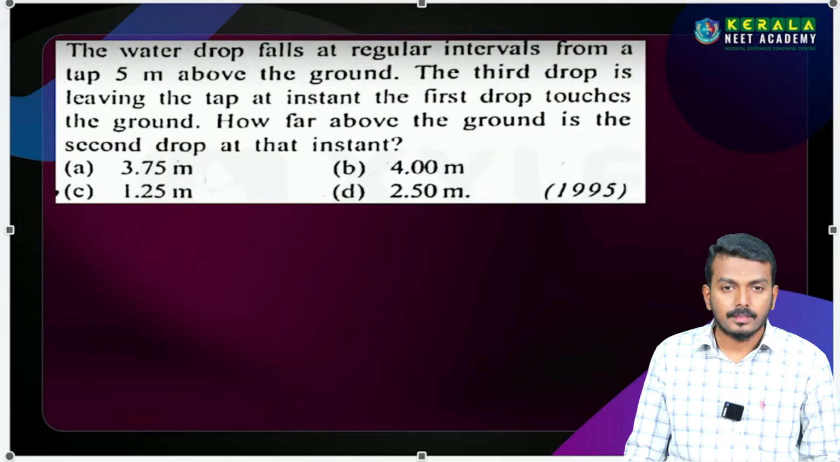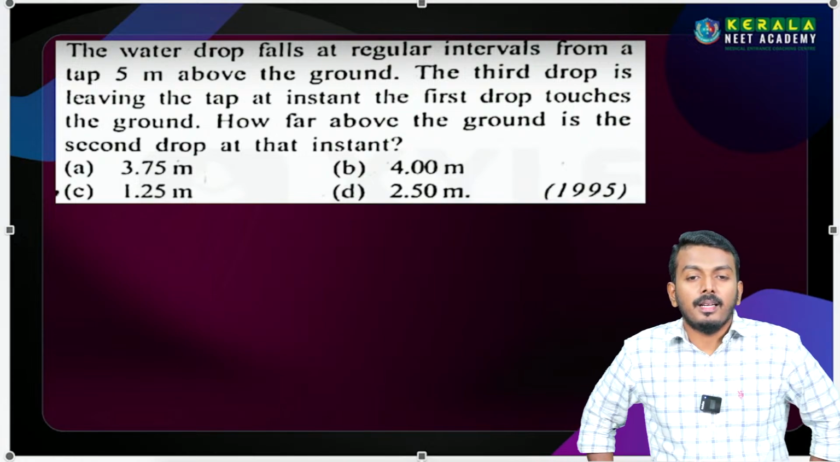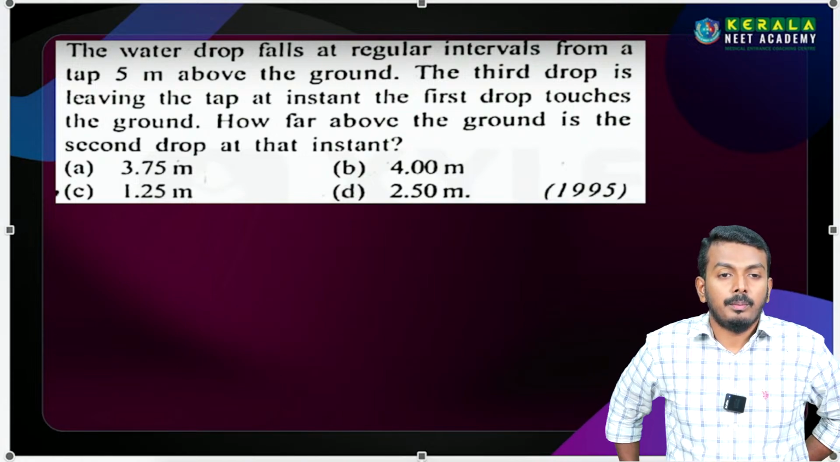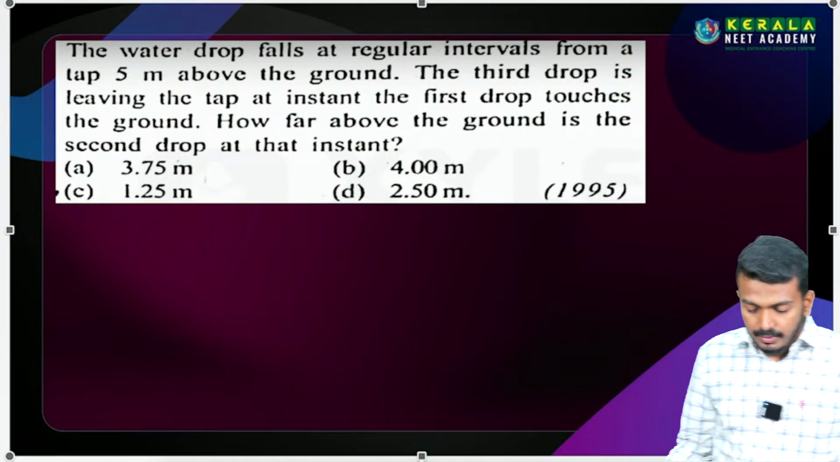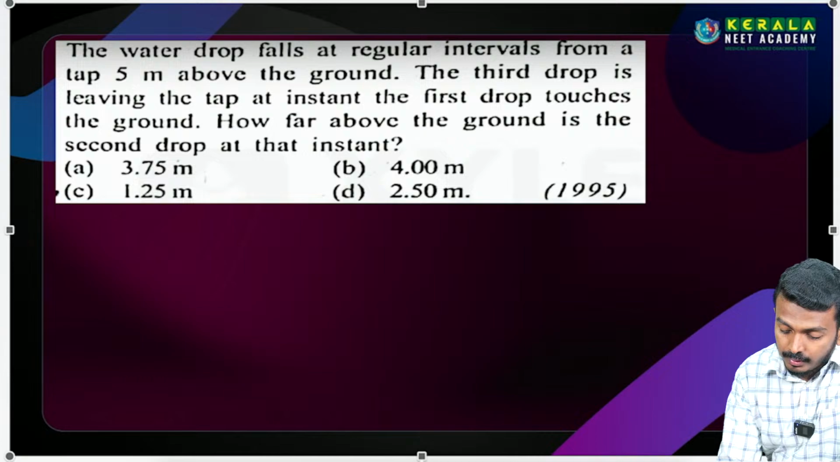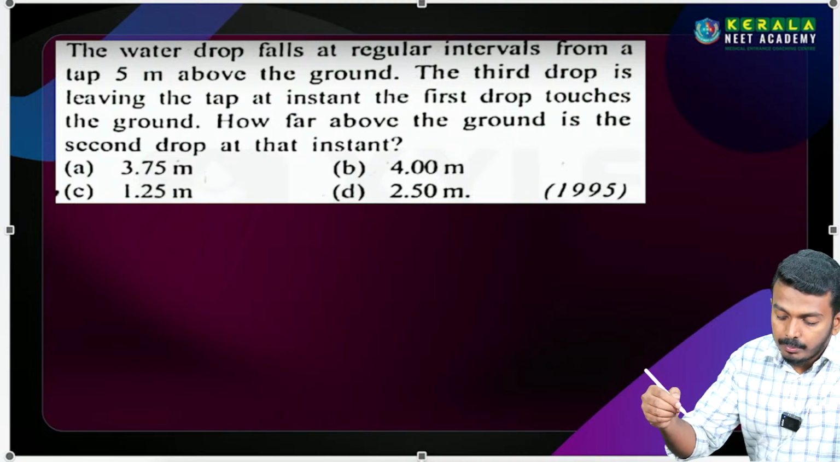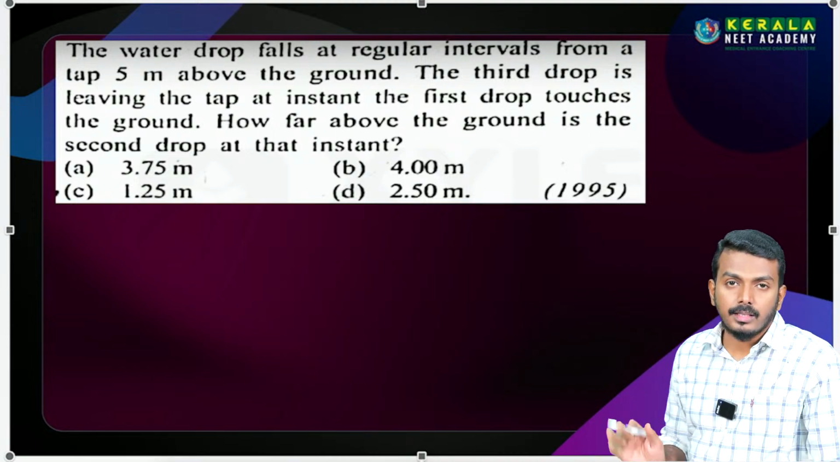Read the question. What is given in the question? A water drop falls at regular intervals of time from a tap 5 meter above the ground. The third drop is leaving the tap at an instant when the first drop is touching the ground. How far above the ground is the second drop at that instant? That is the question.